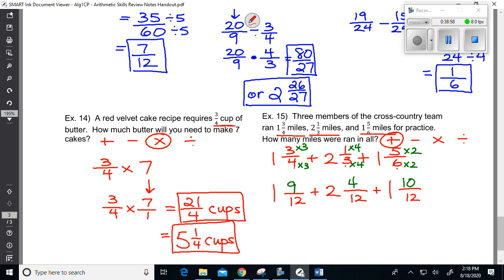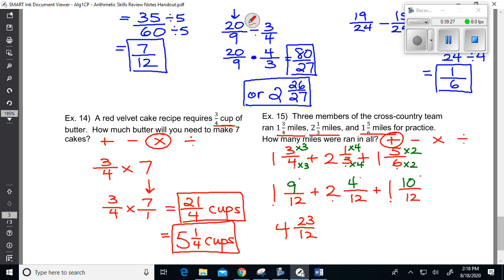So now the denominators are all the same, so we can add. 1 plus 2 plus 1, 4. 9 plus 4 is 13, plus 10 is 23 over 12. So 4, 23 over 12 miles.